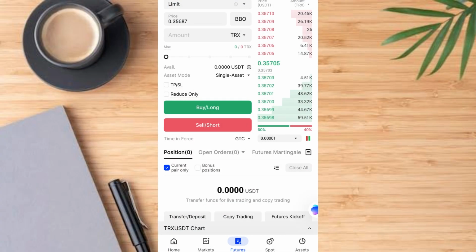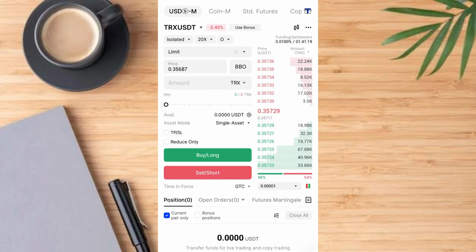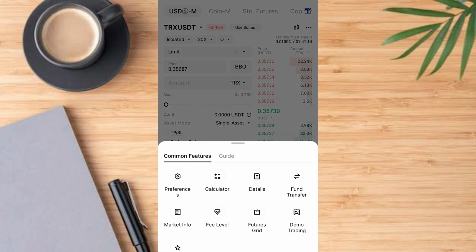Now let's start back. Now that you have exhausted this, the next thing I want to tell you is that you can even calculate your expected profit before you enter the market using the calculator feature on this trading platform. So go ahead and tap on these 3 dots to bring you to this interface. Here you have different options. You have the preference, the calculator, details, fund transfer, market information, level, gesture, and so many things. So go ahead and tap on calculator.